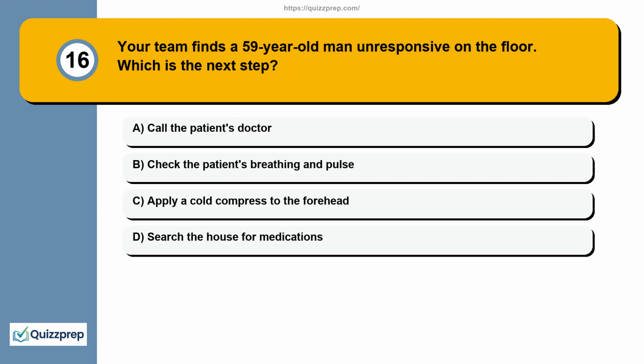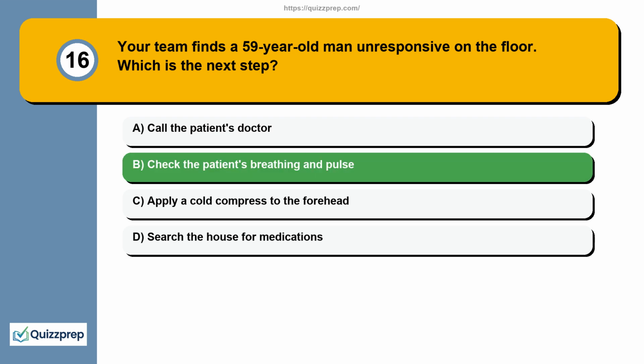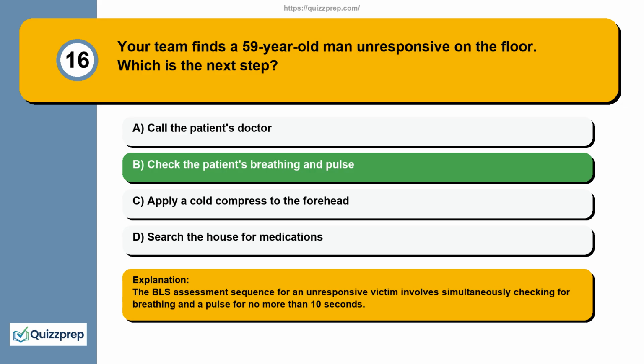Question 16. Your team finds a 59-year-old man unresponsive on the floor. Which is the next step? Call the patient's doctor. Check the patient's breathing and pulse. Apply a cold compress to the forehead. Search the house for medications. The BLS assessment sequence for an unresponsive victim involves simultaneously checking for breathing and a pulse for no more than 10 seconds.